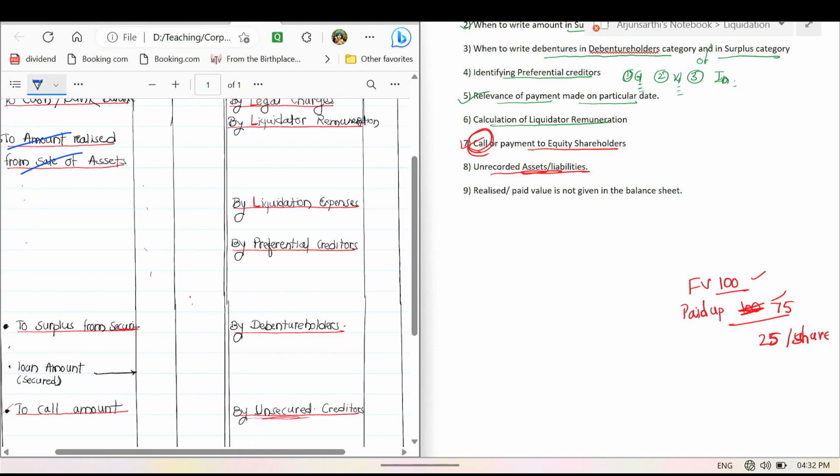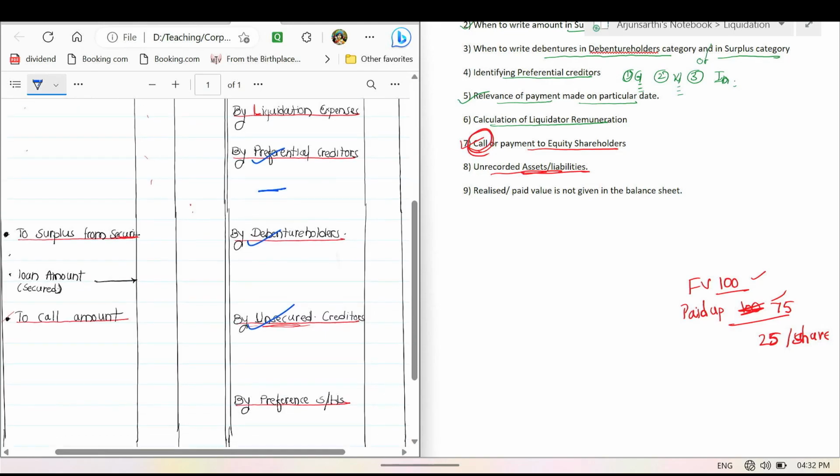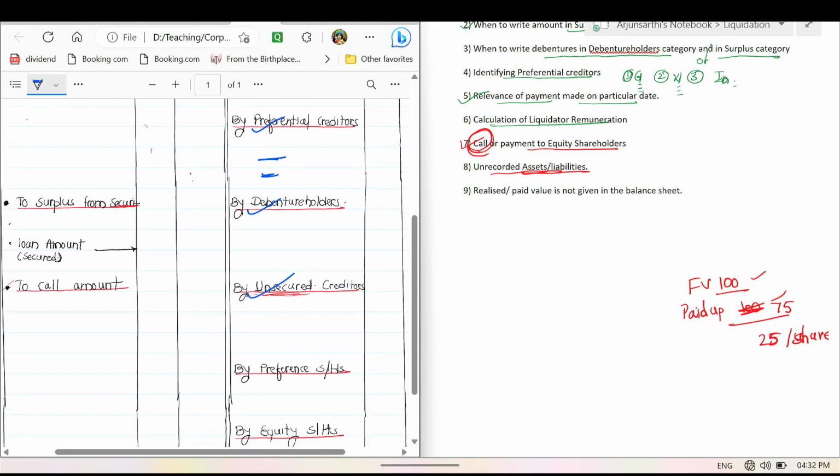And what about the unrecorded liability? As per the nature of the liability, we will write that liability either in preferential or in unsecured. Unrecorded government dues, we will show here. Unrecorded wages, you will show here. Unrecorded creditors, show here. Unrecorded other types of liability than preferential, show here as unsecured creditors. Electricity bill, unrecorded electricity payable, you can show. If not given in the balance sheet, you can directly write it here, understood?